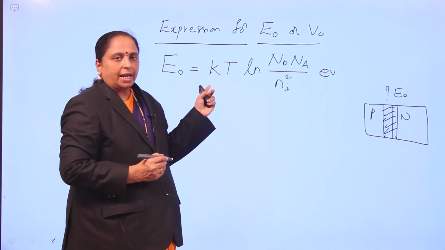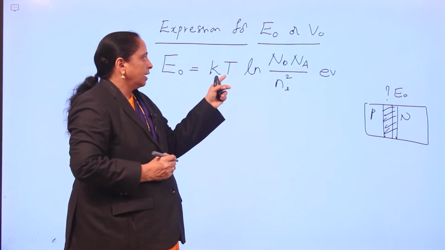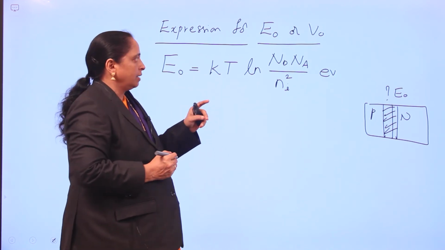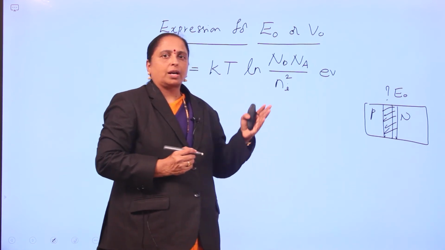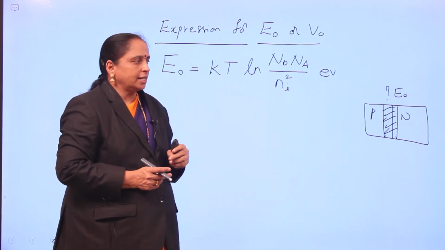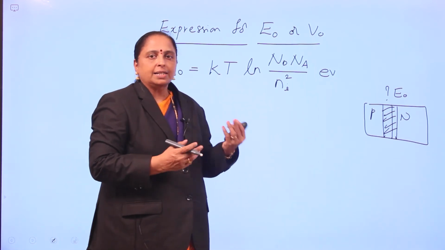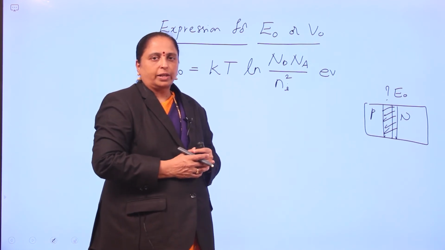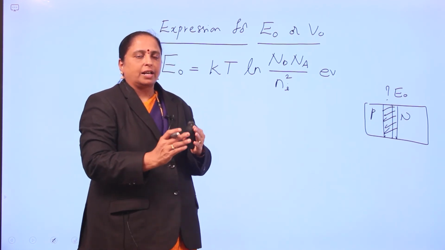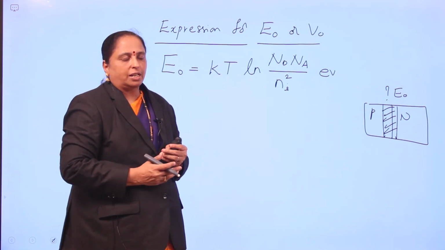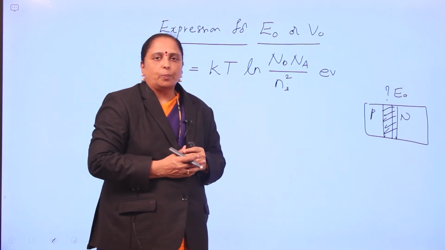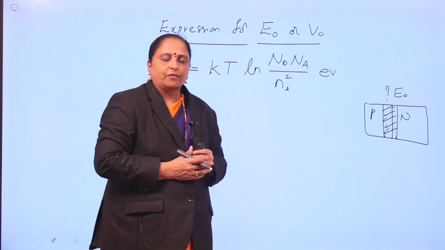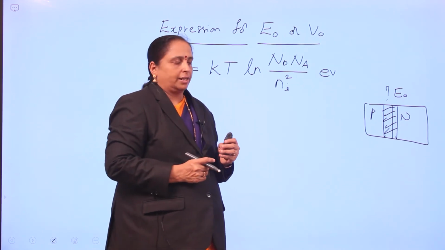So here what is K? K is the Boltzmann constant, T is the absolute temperature, ND and NA are the donor and acceptor concentrations, and here Ni is the intrinsic concentration. Okay, so intrinsic concentration is different and extrinsic concentration is different, based on the doping agents you have added for making P and N type materials.